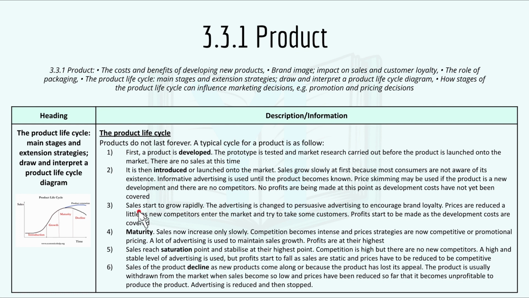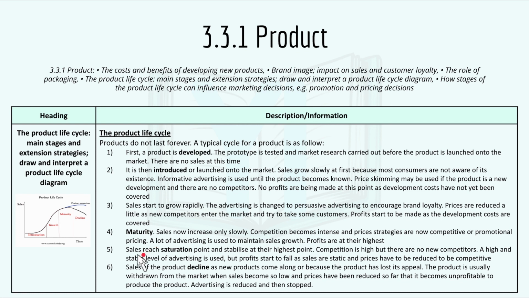Number 3, the sales start growing rapidly, and the advertising is changed to persuasive advertising to encourage brand loyalty. And prices are reduced a little as new competitors enter the market and try to take some customers, and profits start to be made as the development costs are covered. Number 4, the maturity stage. Sales now only increase slowly, and competition becomes intense and price strategies are now competitive or promotional advertising or pricing, and a lot of advertising is used to maintain sales growth, and profits are at the highest here.